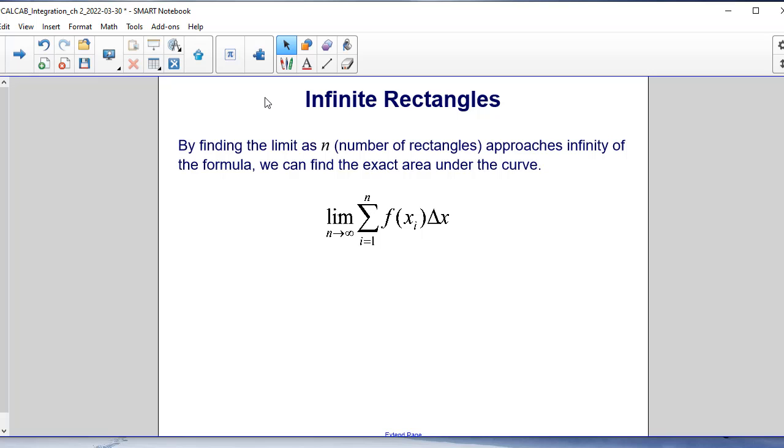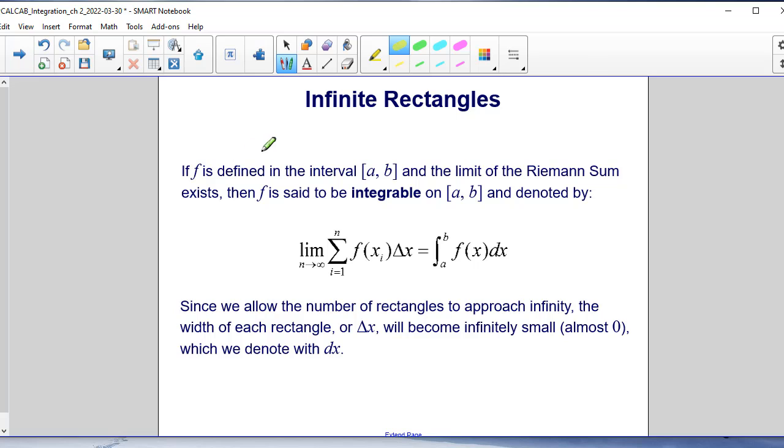In the topic of infinite rectangles, by finding the limit as n approaches infinity of the formula, we can find the exact area under the curve. And remember that n is the number of rectangles.